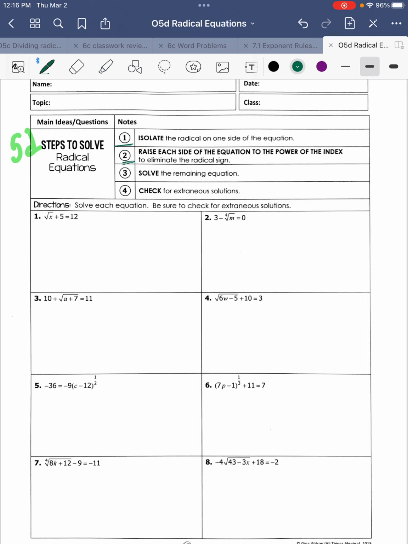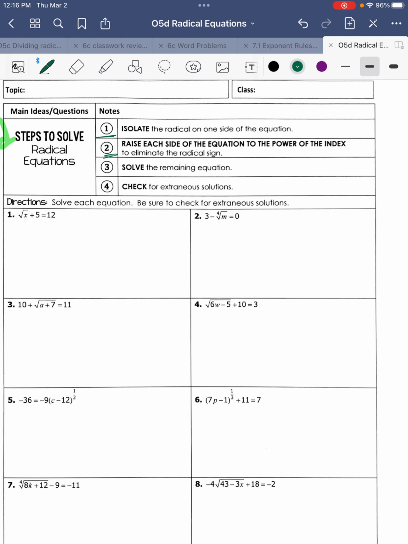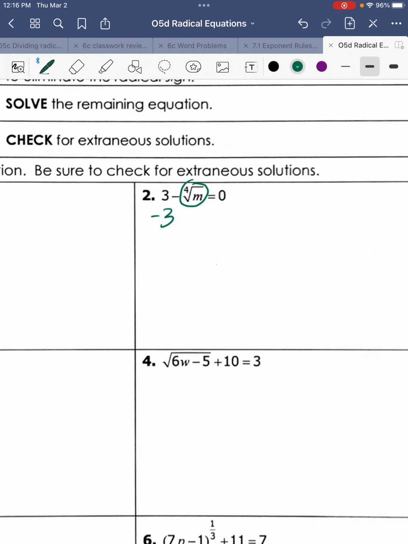Alright, I am going to follow the steps step by step. I'm going to do even problems. I'm going to start with number 2. So first we need to isolate the radical. To isolate the radical, we need to move all of our terms outside of the radical. Everything that's outside of it, we need to move away from the radical. So subtract 3.